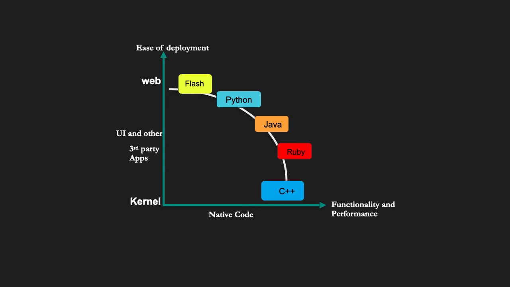So basically, that is the programming language of the Symbian operating system. Its native code is written in C++, and it has support for other well-known programming languages for its third-party applications.